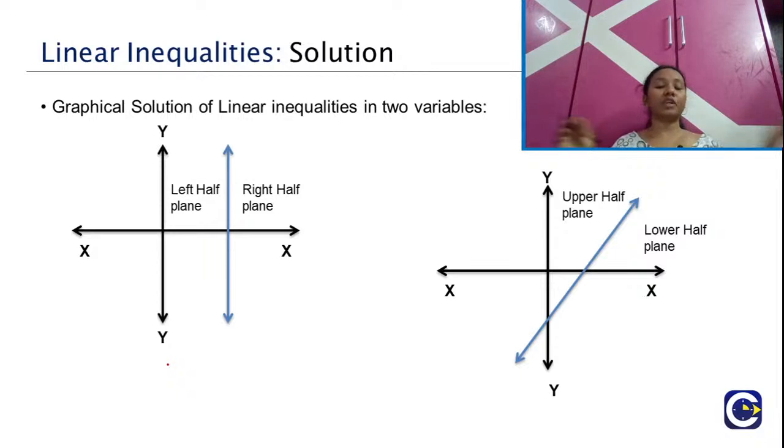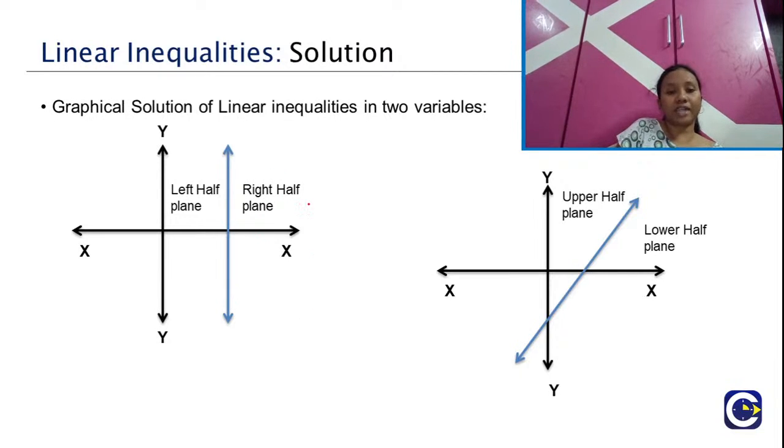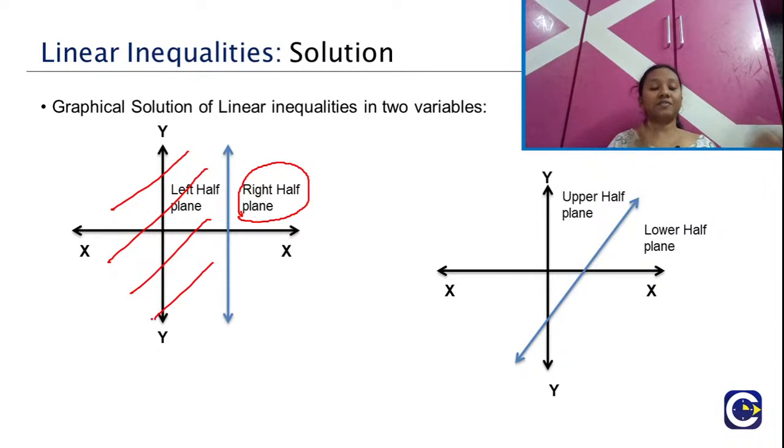Before getting into the plotting of our linear equation, let's understand a few things here. For this coordinate axis, x and y axis, this is my graph. If I have a line like this, then the entire part on the right side of the line will be called the right half plane, and the left side of the line will be called the left half plane. So this entire part will be called the right half plane if we have a straight line like this.